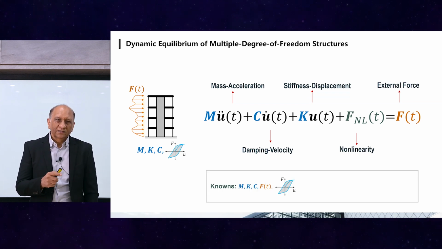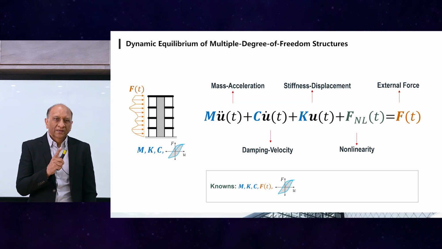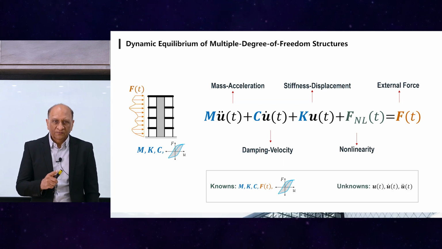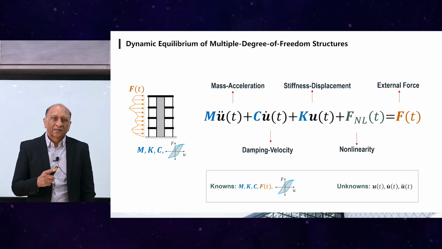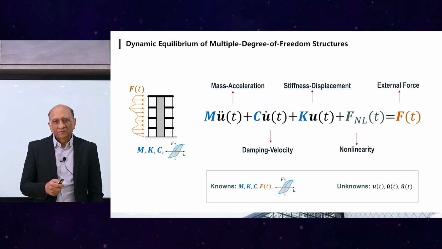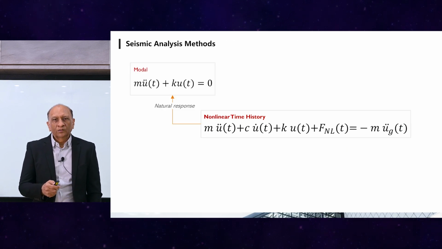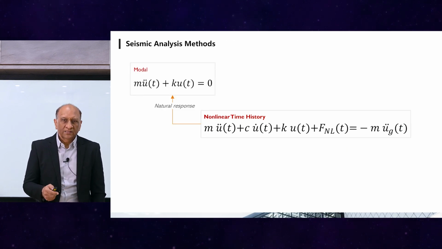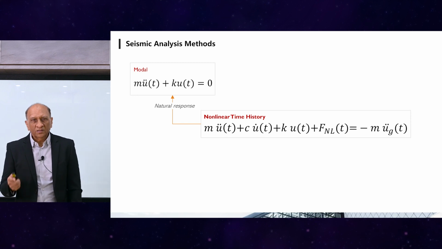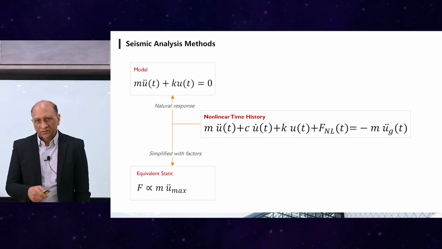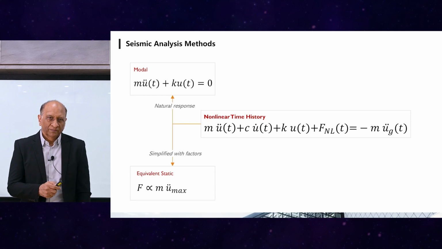And as you can see here, our structure is a general structure composed of the mass, stiffness, and damping matrices coming from the properties of the structure. And then the knowns are these, and the unknowns are the displacement, velocities, and acceleration. Once we solve that, then we can solve for the internal forces and other responses. So that's the general procedure we follow.